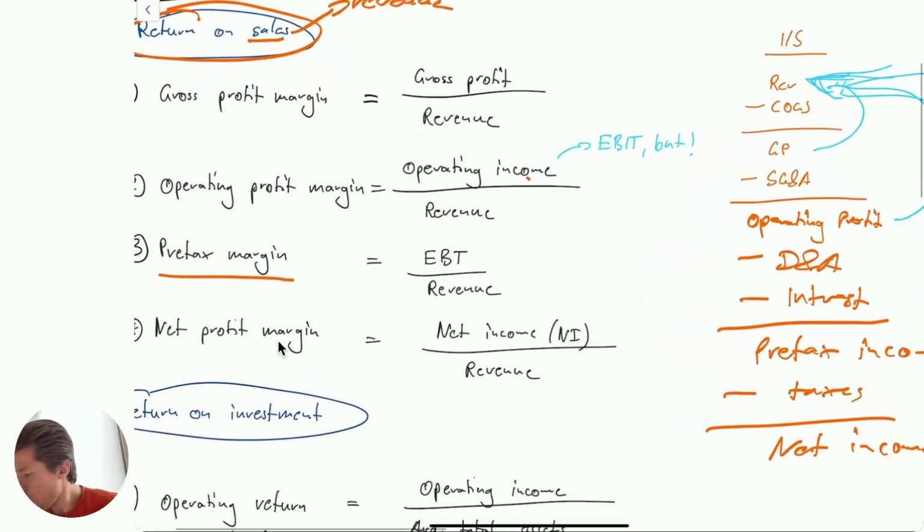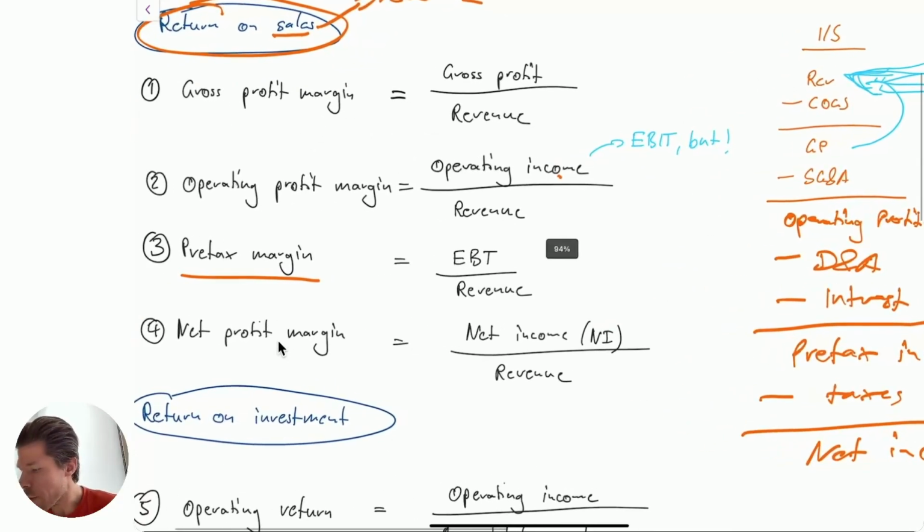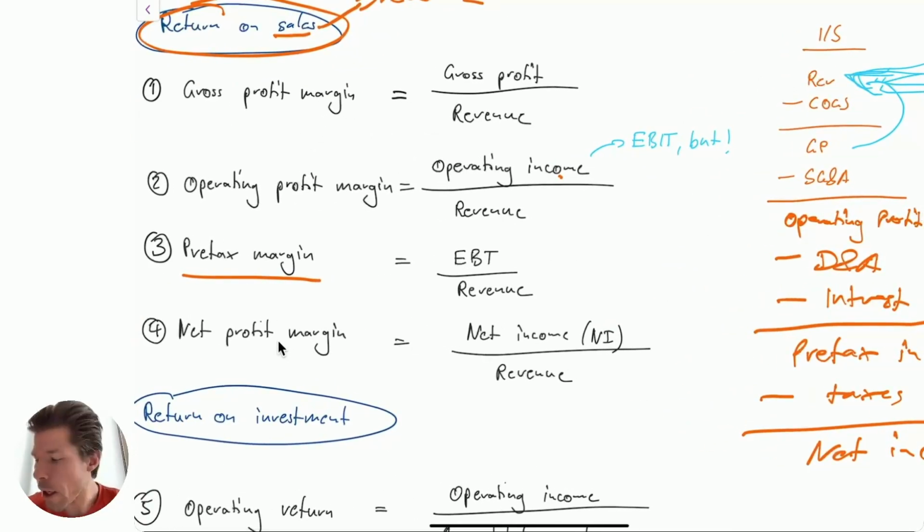One thing, and this is why my income statement is not 100% clear and consistent. For example, here operating profit margin, you see here operating income over revenue. Many times you see EBIT over revenue.